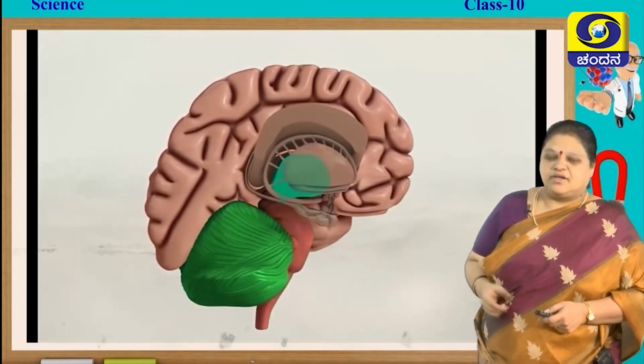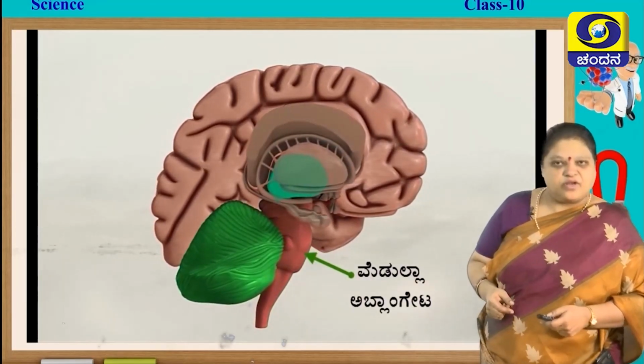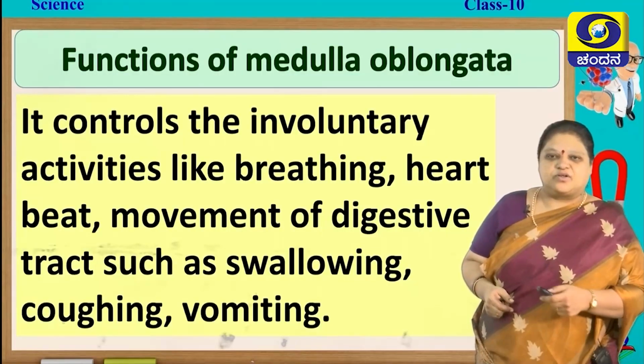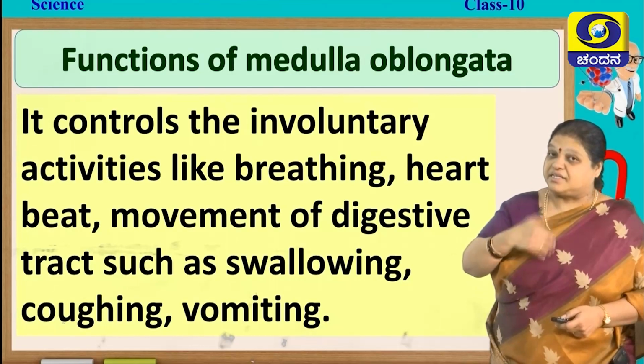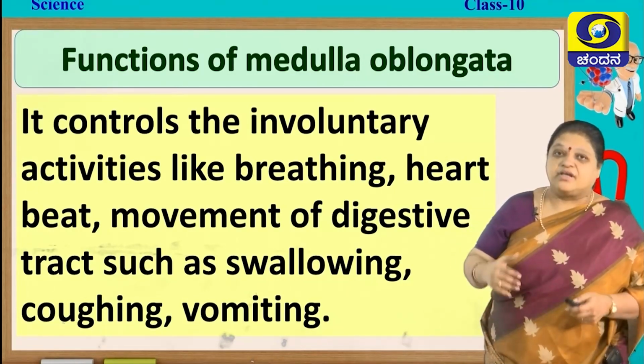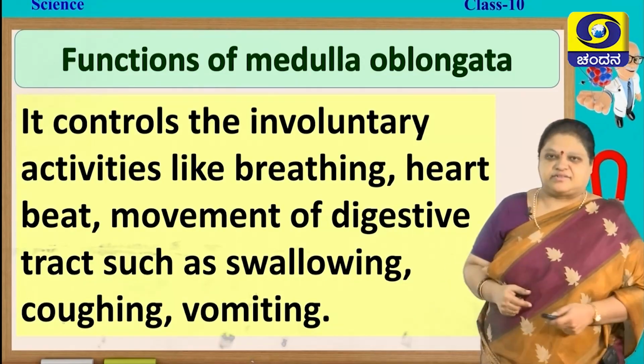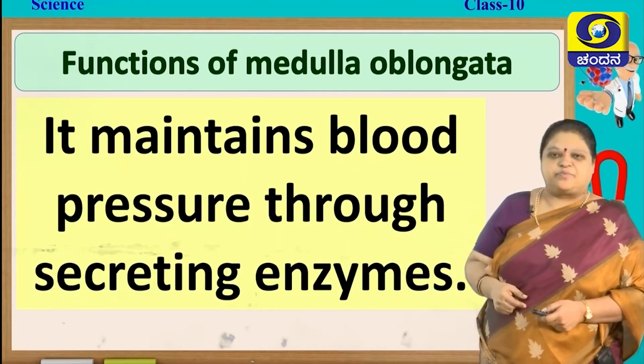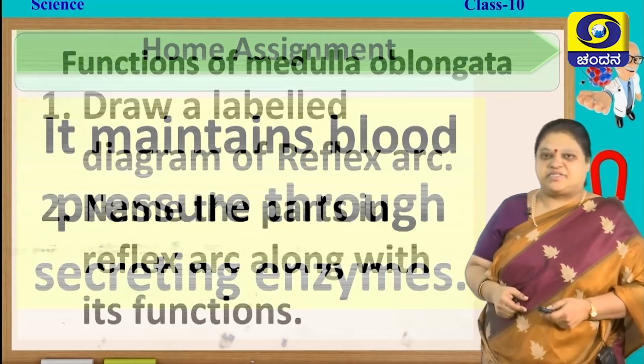Next you can see another part, that is the medulla oblongata. It controls involuntary actions like breathing, heartbeat, movement of digestive tract such as swallowing, coughing, vomiting, etc. Next, it maintains blood pressure through secreting enzymes.